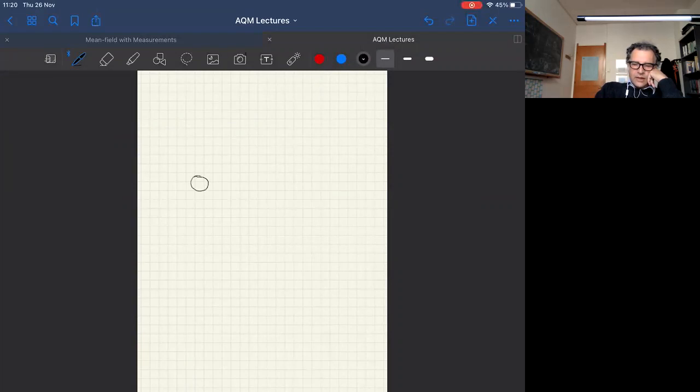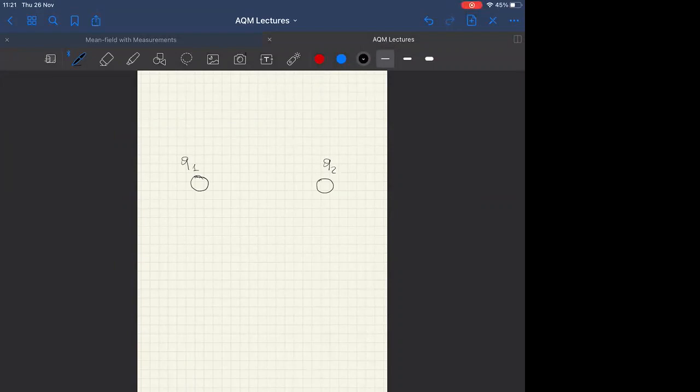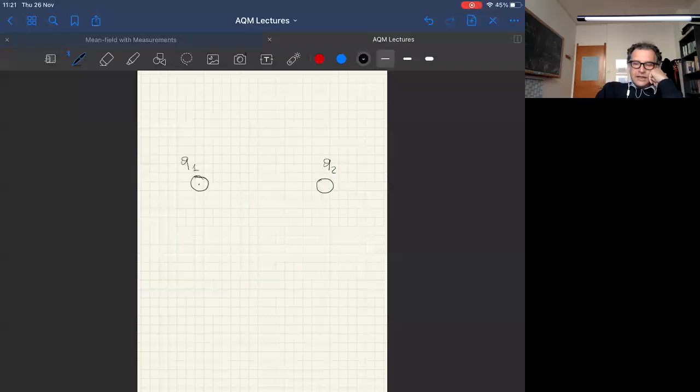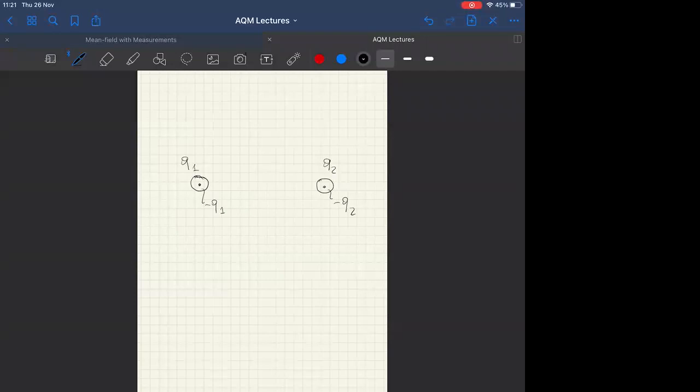So this is classical. If you have two classical spheres which are charged, Q1 and Q2, what is the interaction between these two? It's Coulomb, very good. So if you put in the center of the sphere, just imagine, the picture is not good, something which is minus Q1, and here you put minus Q2. What is the interaction? Yeah, Coulomb attraction.